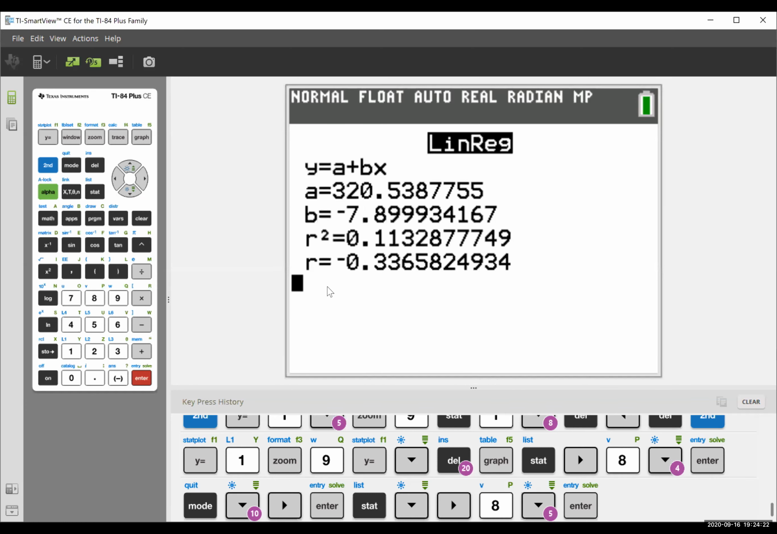So the answer is 0.113. So coefficient of determination is R squared. Any questions? Any other questions? No?